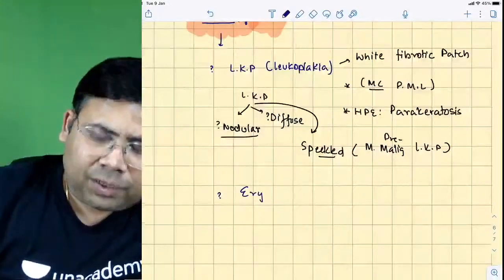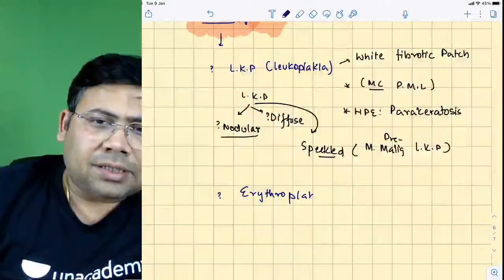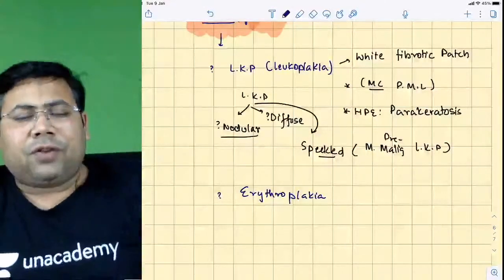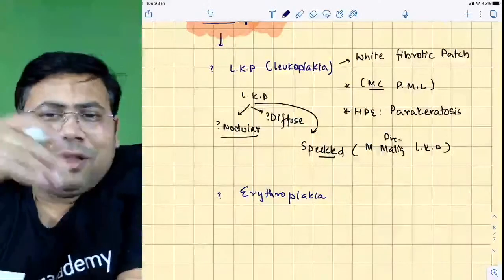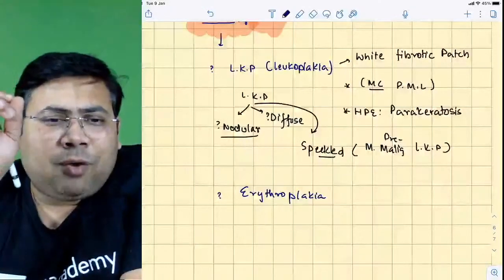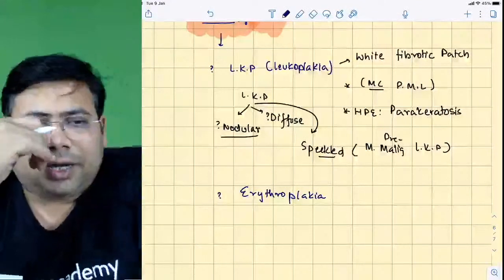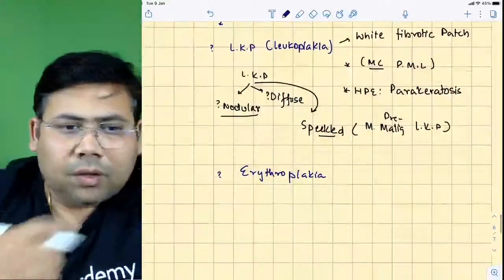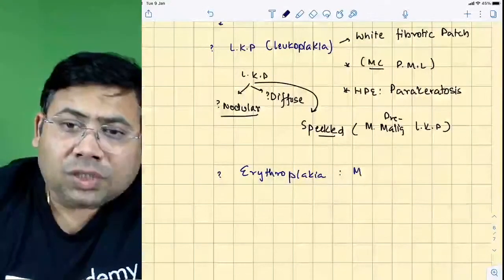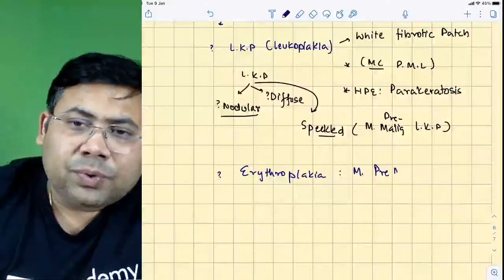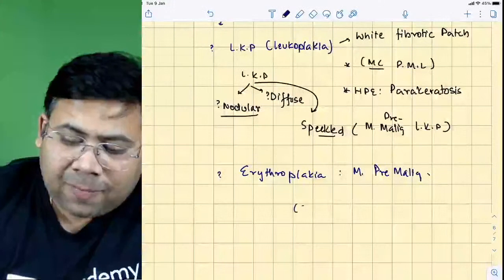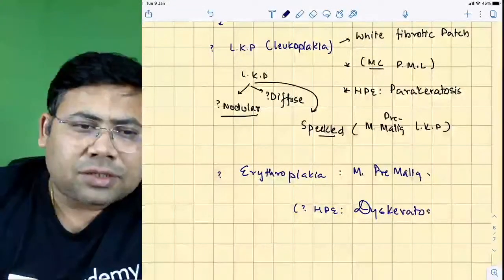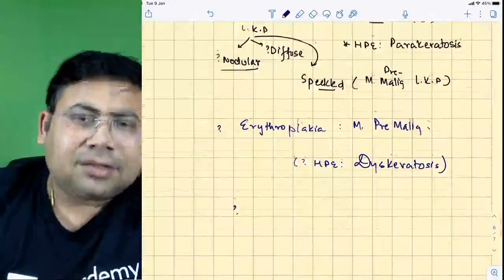When you talk about erythroplakia, yes, of course, there is exuberant proliferation of these keratinized cells, and that is why you have parakeratosis. Proliferation, it is pleomorphism without atypia. Yeah, let us start. So erythroplakia is, okay, try to understand, erythroplakia is the most pre-malignant lesion, 30 times more. Why? On HPE, you get to see dyskeratosis.